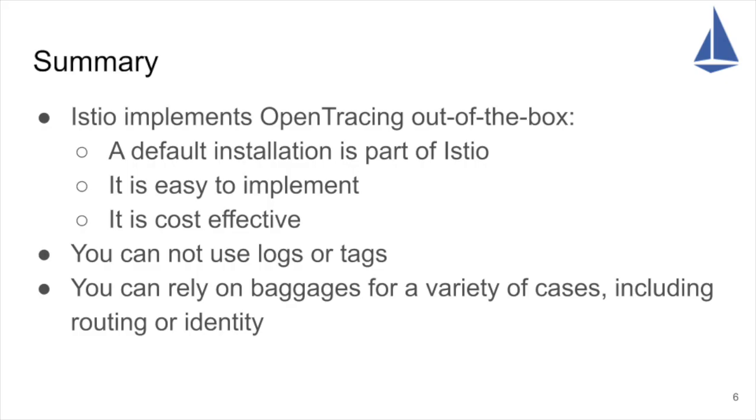Let's summarize what we've seen in this presentation. Istio implements OpenTracing out of the box. So installing it is simple. It only requires you set few options during the installation, even if you might want to customize it to scale it to a larger environment. It's also easy to implement. All you have to do is to propagate headers that are coming from requests into subsequent calls, and it's cost effective. We've also seen that some options are not available, like logs or tags, but you can always use a custom implementation of OpenTracing if you want.